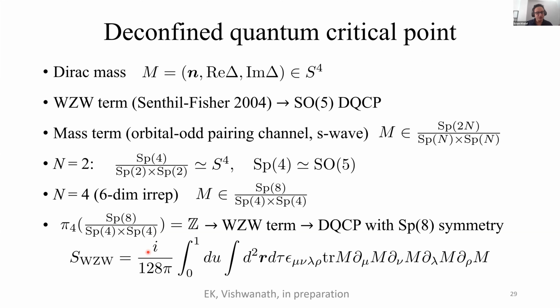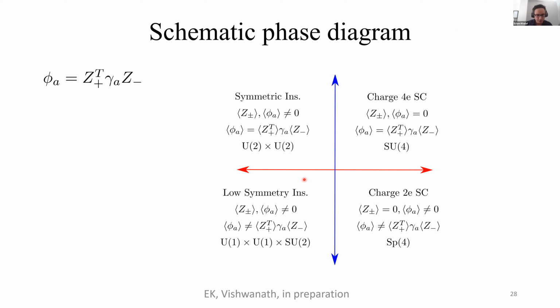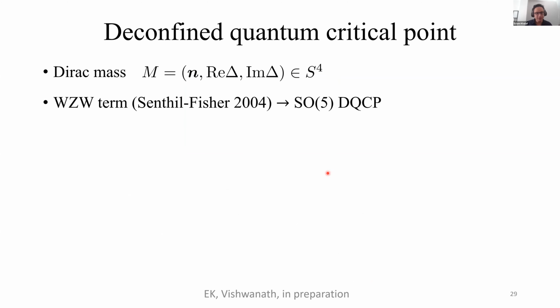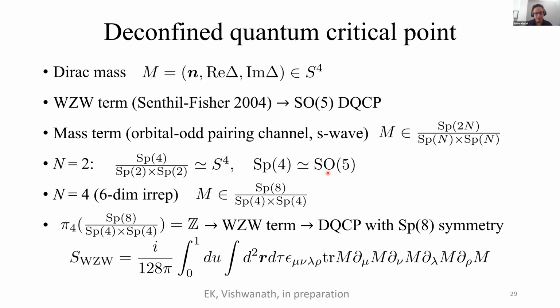This suggests that there is a theory that connects this charge 2e superconductor to the insulator that has a deconfined quantum critical point with an SP8 symmetry. And this would suggest that this theory describes this critical point. But this is, of course, a bit speculative, so we would need to check more, for example matching of some of the operators and the anomalies of these theories.